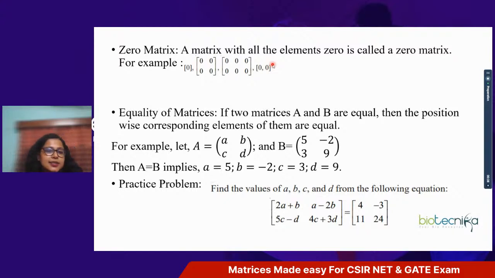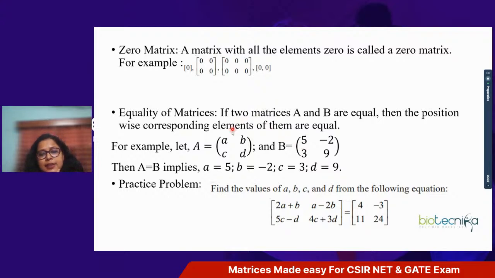Okay, next let us come to the equality of matrices. If two matrices A and B are equal, then the position-wise corresponding elements of them are also equal. We have to keep in mind that whenever we equate two matrices, both the matrices have to be of the same order, because if they are of different orders, then we cannot equate them. The matrices will only be equal if they have the same order.